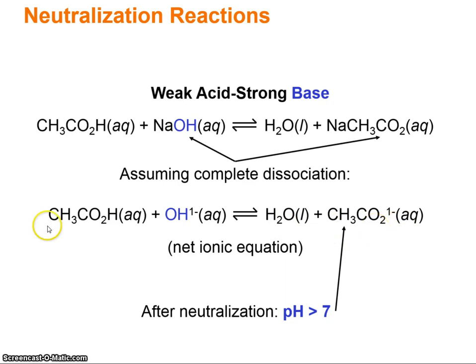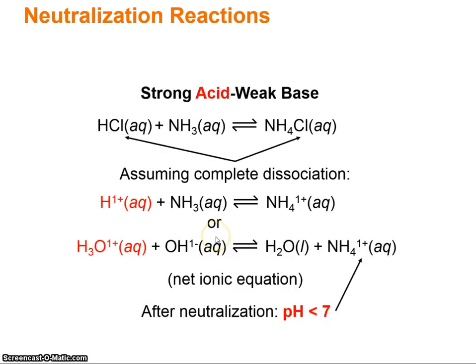I've neutralized my weak acid with the strong base, and after neutralization, my pH is going to be bigger than 7. I could also take a strong acid and react it with a weak base. So HCl is a strong acid and ammonia is a weak base. And I'm going to form ammonium chloride. Ammonium chloride is soluble.